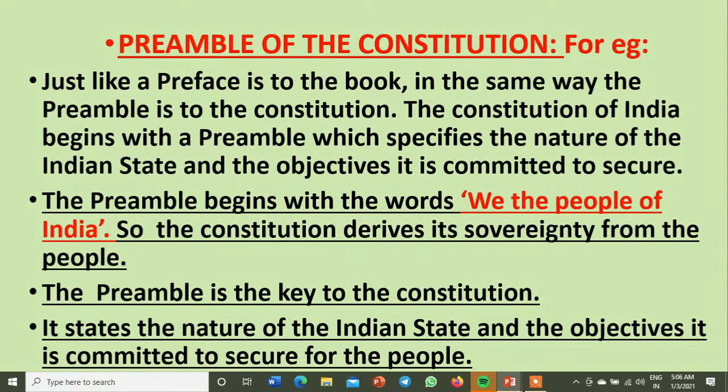The Constitution of India begins with a preamble which specifies the nature of the Indian state and the objectives it is committed to secure. The preamble begins with the words, "We the people of India." It means the constitution is adopted by the people of India. So the constitution derives its sovereignty from the people. The preamble is the key to the constitution. It states the nature of the Indian state and the objectives it is committed to secure for the people. So the preamble is very important for the constitution.